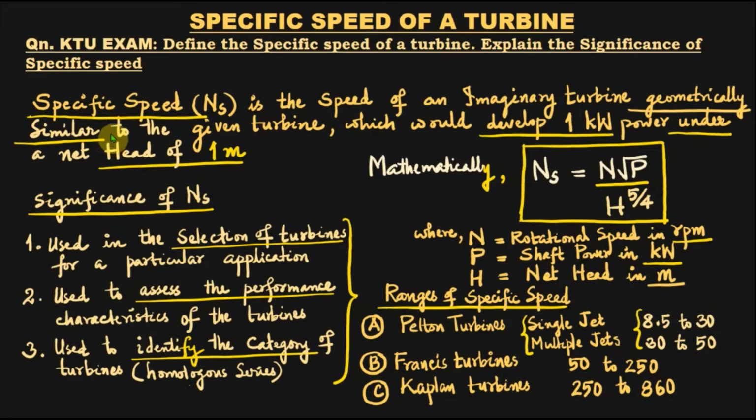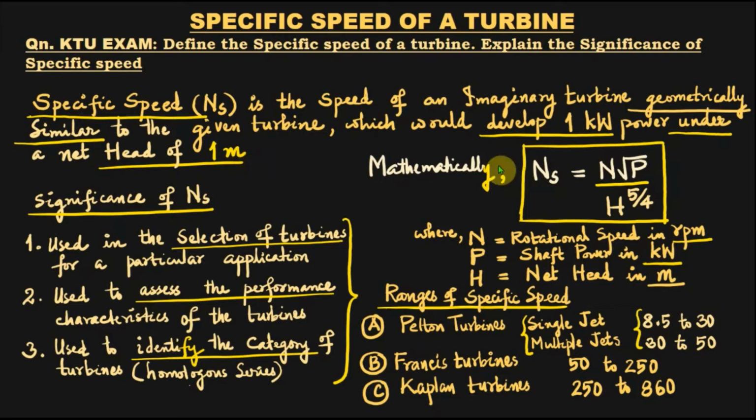Specific speed of a given turbine is the speed of an imaginary turbine geometrically similar to the given one, which would develop unit shaft power, that is 1 kilowatt power, under a net head of 1 meter. So that means the specific speed of a particular turbine is the speed of an imaginary turbine geometrically similar to the given one and which develops 1 kilowatt shaft power while working under a head of 1 meter.